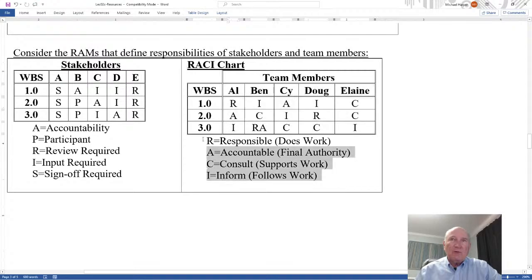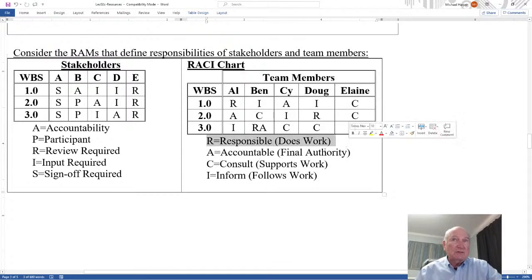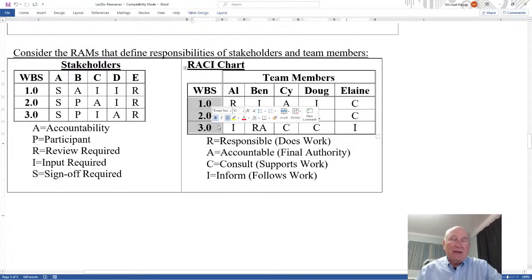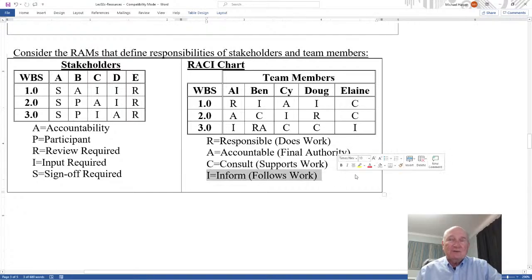Now, RACI is one of the more popular RAM models within a project, where you have a responsible party that actually does the work, and it could be more than one. You'll have the accountable party that has the final authority of the work, and often they are different. So-and-so is responsible, but another team member is going to be actually doing the work for that WBS package. And here I just have the major levels, but it could be packages as well. And then you have a consulted party that supports the work, and informed parties that follow the work.